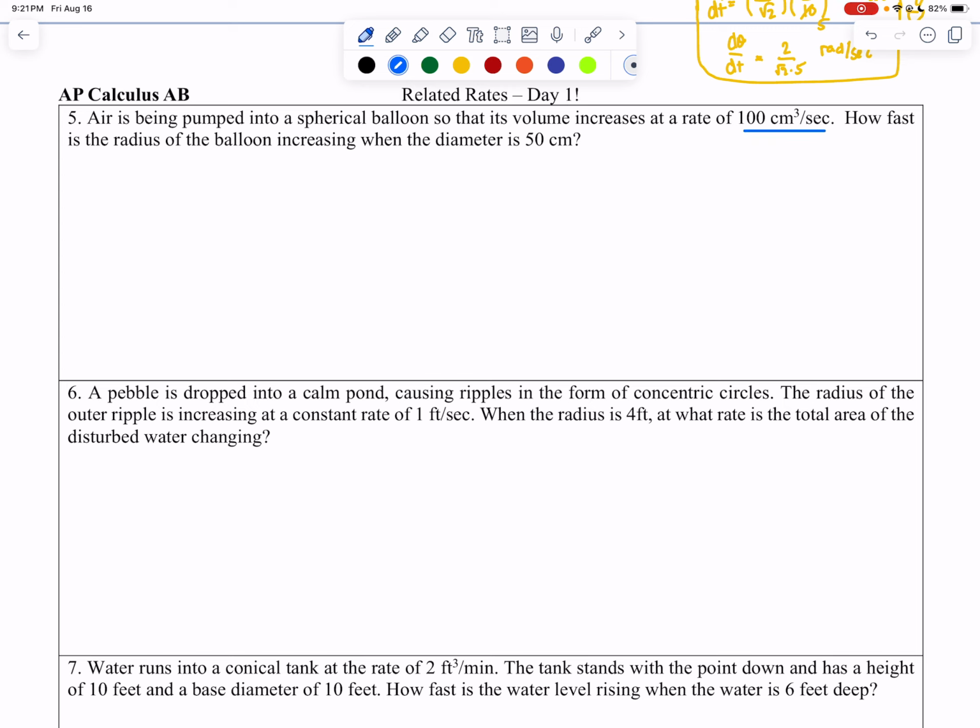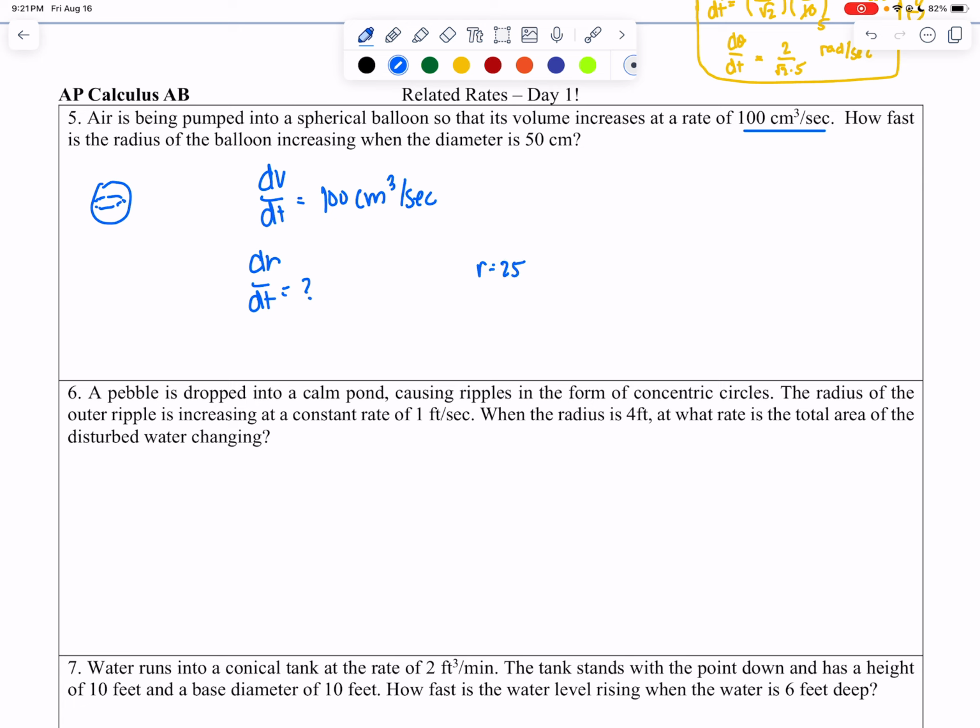All right, so before I do anything, let's go ahead and draw my little sphere. And we know that volume increases at a rate of 100 centimeters cubed per second. So dV/dt is equal to 100 centimeters cubed per second. Okay, and we want to know how fast is the radius of the balloon increasing when the diameter is 50 centimeters. So we want to figure out what dr/dt is, given that my diameter is 50, aka my radius is 25.